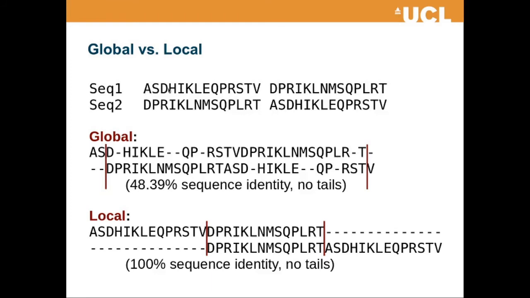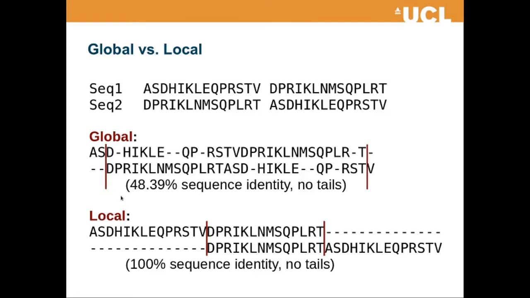So here we have sequence 1 consists of this domain followed by that domain, and sequence 2 of that domain followed by this domain. If we try to do a global alignment between them, this is the alignment we end up with. And this gives us 48.39% sequence identity with no tails. And what I mean by no tails is that where there are insertions and deletions that occur just at the end of the sequence, I don't include those in what I divide by. So I'm just taking the number of matches that we find here divided by the length of this region between the two vertical bars.